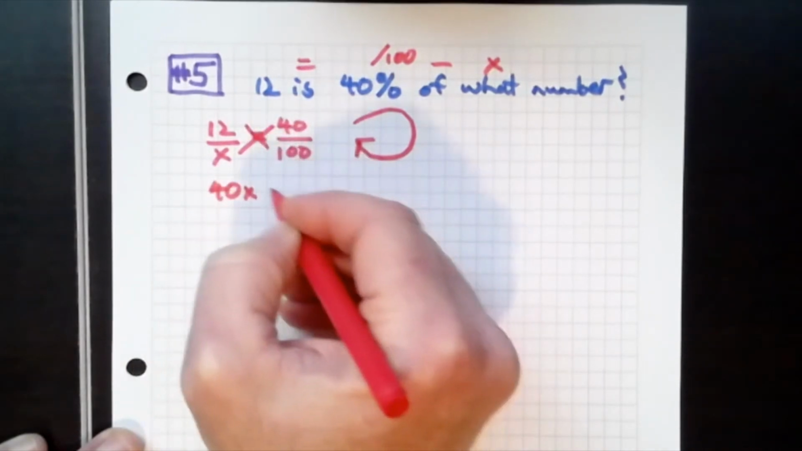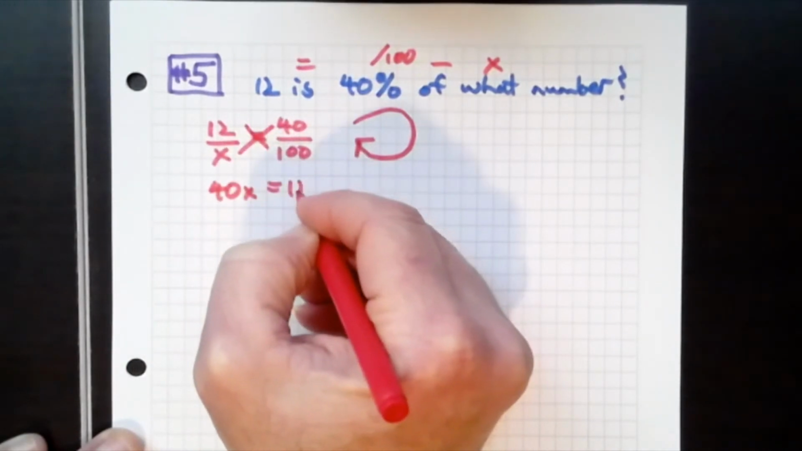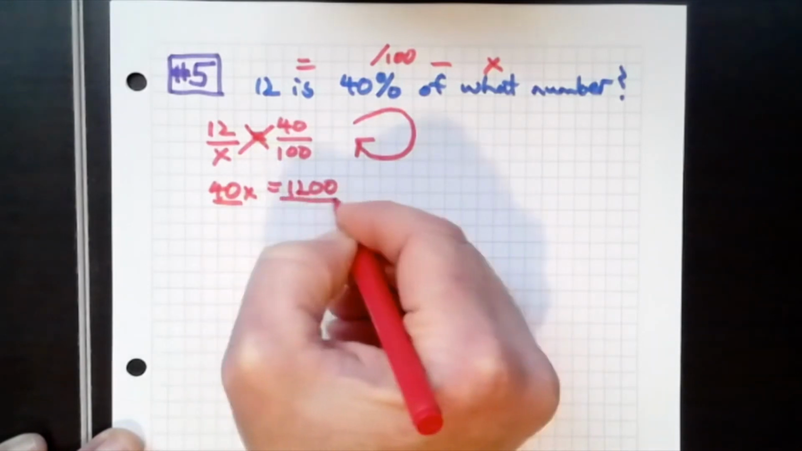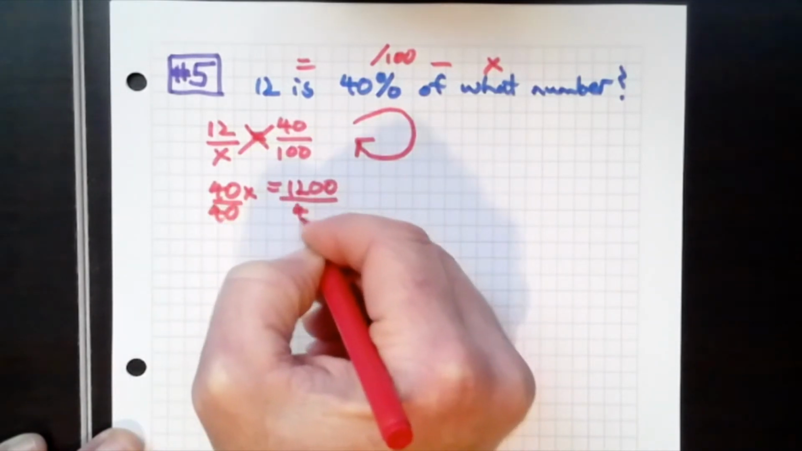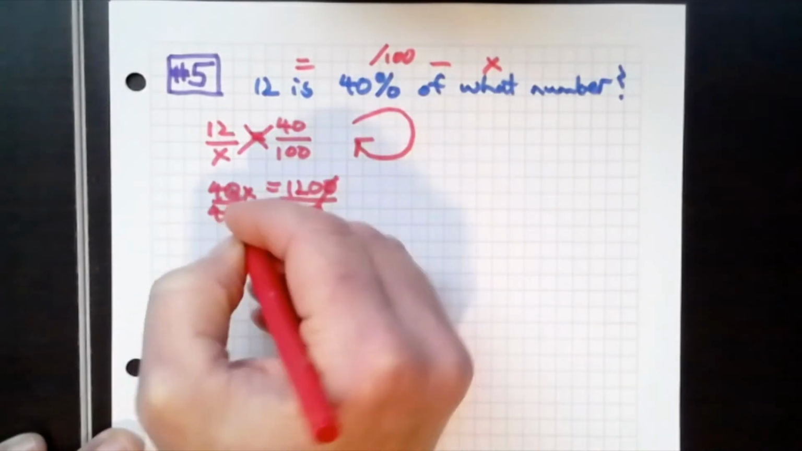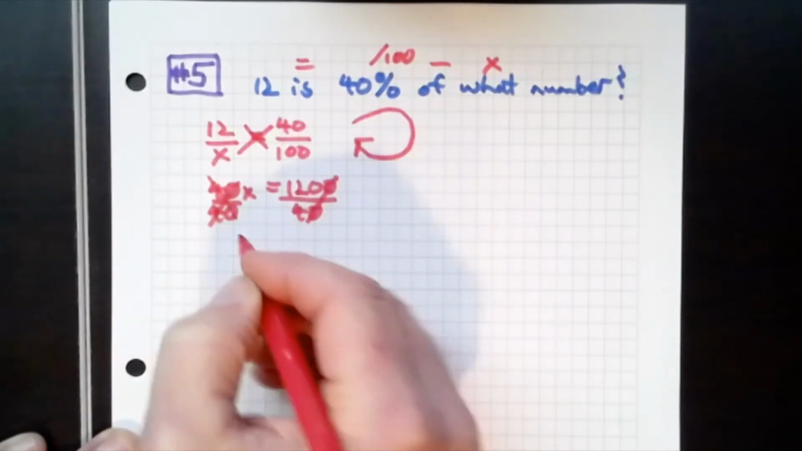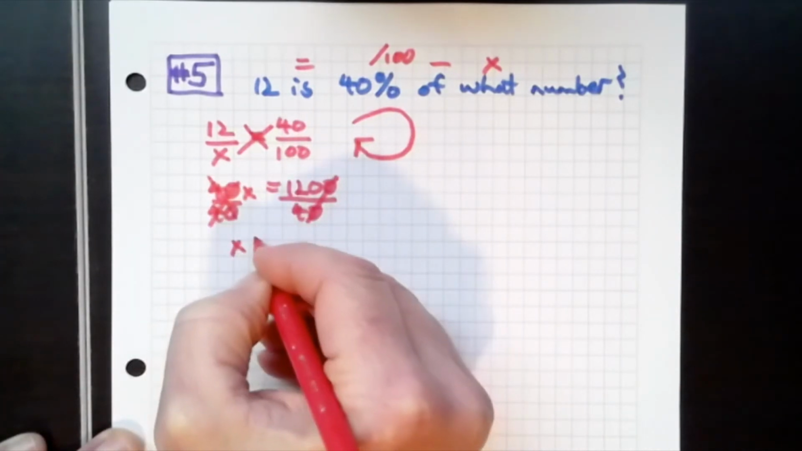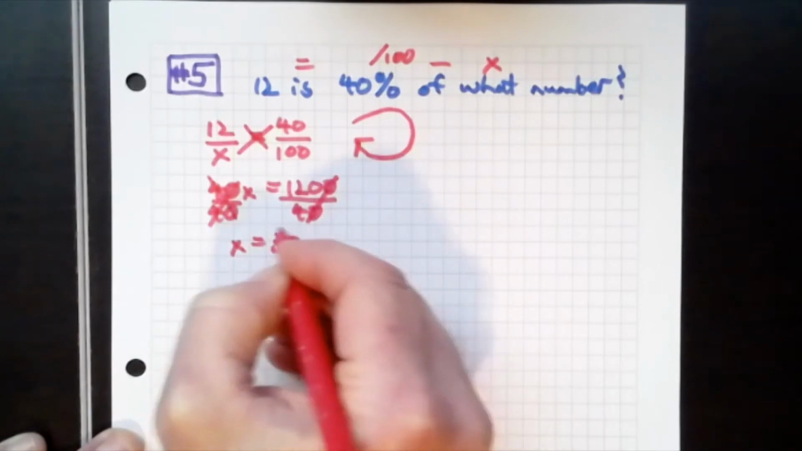This video will be short and sweet. 1200. Divide both sides by 40. Scratch those zeros off. This turns into 1x. So we get x equals 30.